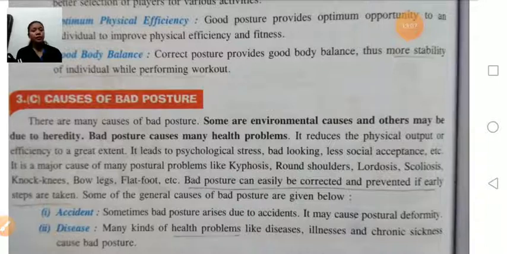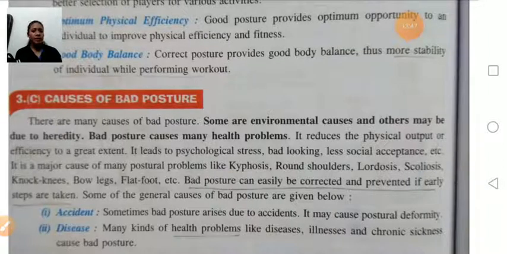The types of posture problems are kyphosis, round shoulders, lordosis, scoliosis, knock knee, bowleg, flat foot, etc. These are the types of bad posture. Bad posture can be easily corrected. ठीक है, bad posture को it can be corrected. हम उसको सही कर सकते हैं if early steps are taken. For example, if we take care in childhood and correct and prevent it, then bad posture can be corrected to some extent.